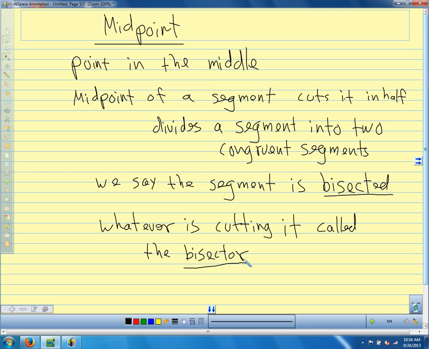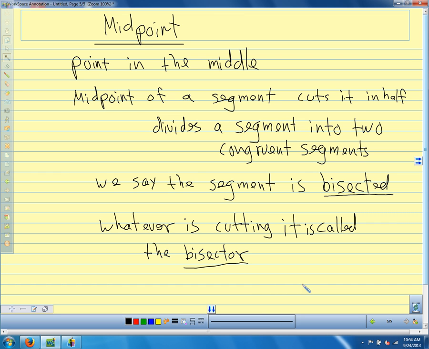So if a point is cutting the segment in half, that point is the bisector. If we have a line that cuts a segment in half, that line is called the bisector. If a ray is cutting a segment in half, that ray is called the bisector. Anytime you see the word bisect, you know it has something to do with cutting in half. Whatever is cutting it is called the bisector. When we cut something in half, we bisect it. Whatever cuts it in half is called the bisector.